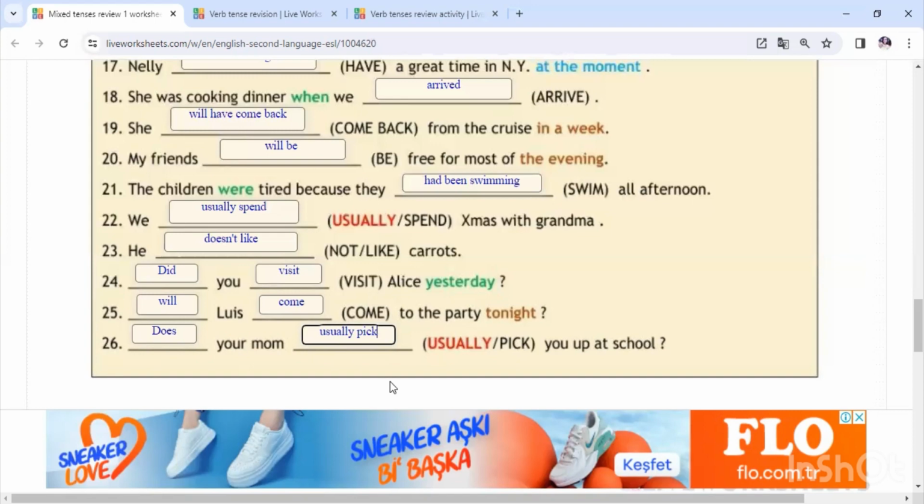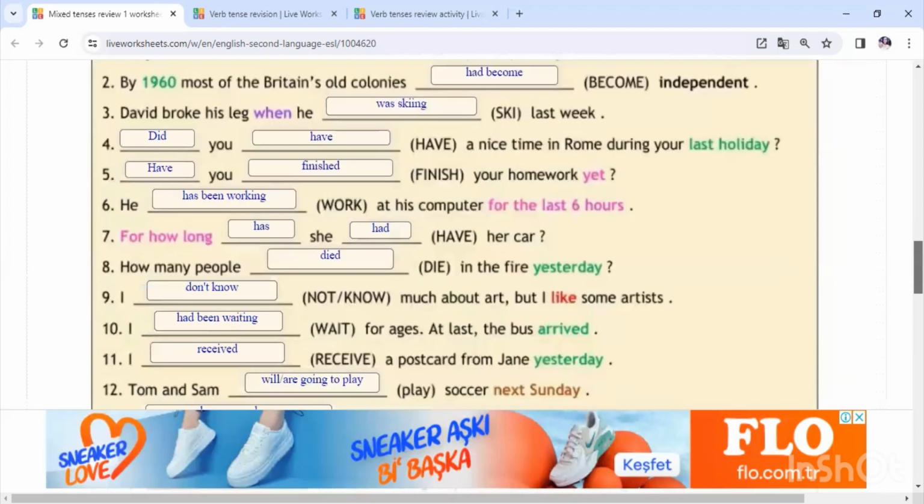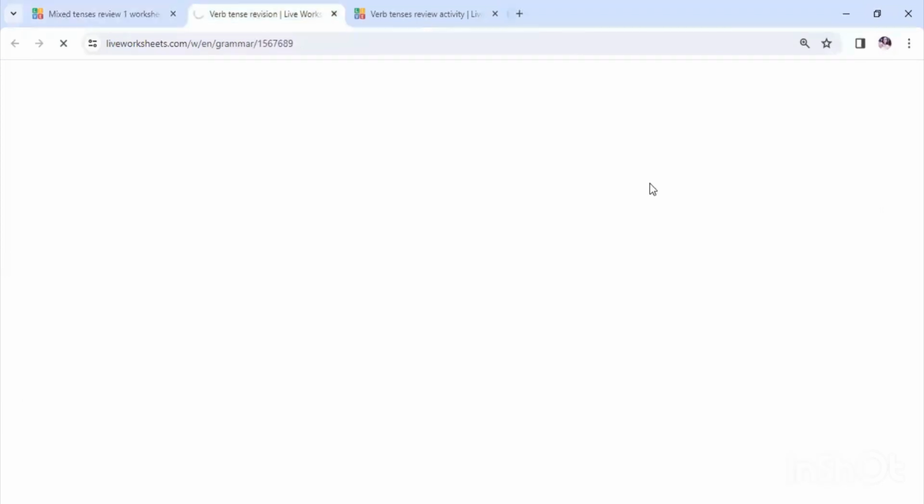Of course. So it's a general habit, a general action that we are asking about. So we preferred present simple tense, guys. That was all for today. Do you have any more questions about this exercise? Actually, I had two more exercises for today, but as you can see, we ran out of time.